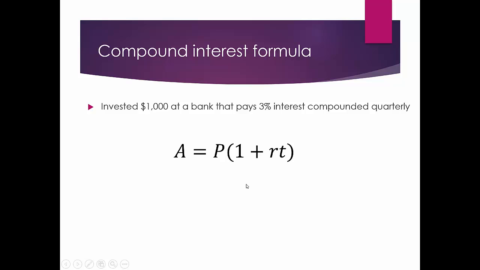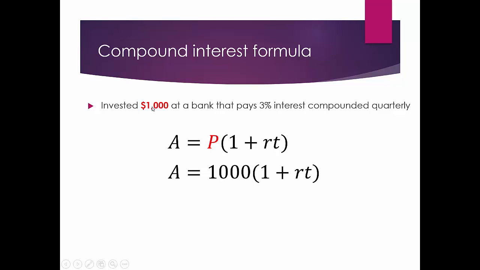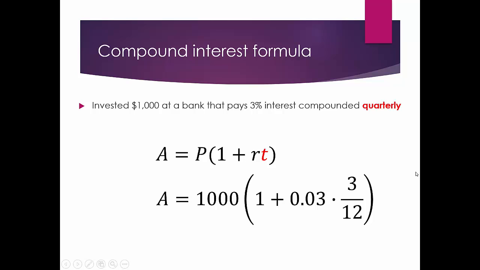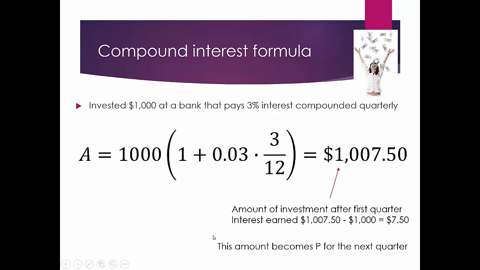You invested $1,000 at a bank that pays 3% interest compounding quarterly. So the principal, how much is invested, is $1,000. The rate, I changed to a decimal. Quarterly, so if you think about this, January, February, March, April, that's one quarter. May, June, July, August, that's another quarter. September, October, November, December. So there's 3 out of 12 months. And if you multiply all this, this is the amount of the investment.